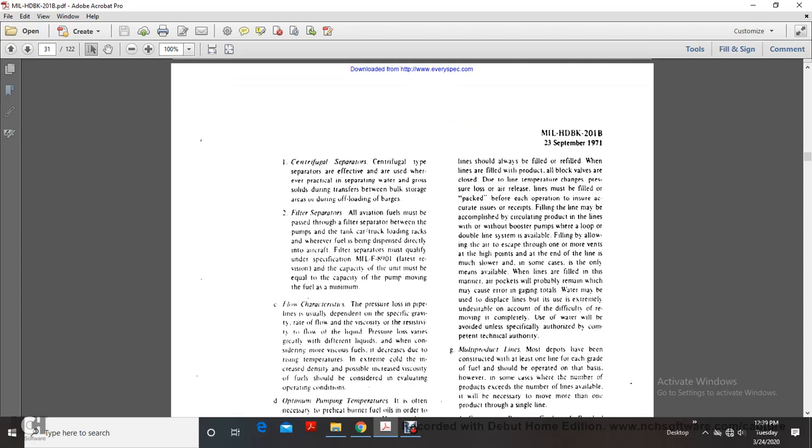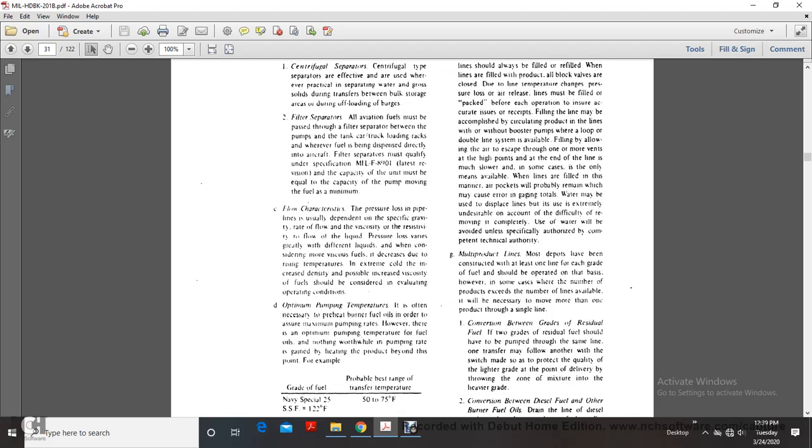Filter separators. All aviation jet fuels must pass through the filter separator between the pump and the tanker car truck loading racks whenever the fuel is dispensed directly into the aircraft. The filter separator is qualified under specification MIL-F-8901, latest revision, and the capacity of the unit must be equal to the capacity of the fuel pumping as a minimum.